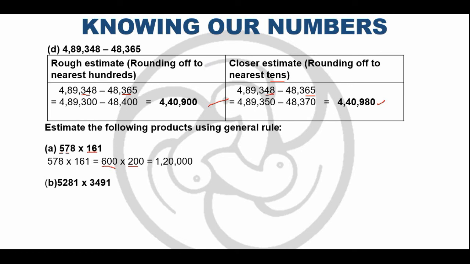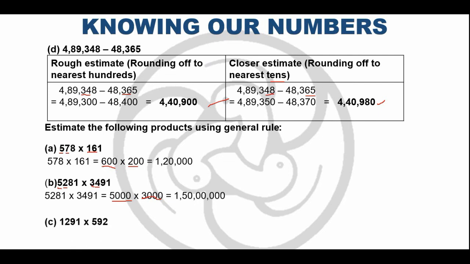Next one is 5,281 into 3,491. So you have to round off to the nearest 1000. So the place value of 1000 is 5. The right side number is 2. The 2 is less than 5. That means you have to write the number as it is. So it will become 5,000. Next, the place value of 1000 is 3. The right side number is 4. It is also less than 5. That means you have to write the number as it is. So it will become 3000. So the answer is 1,50 lakh.